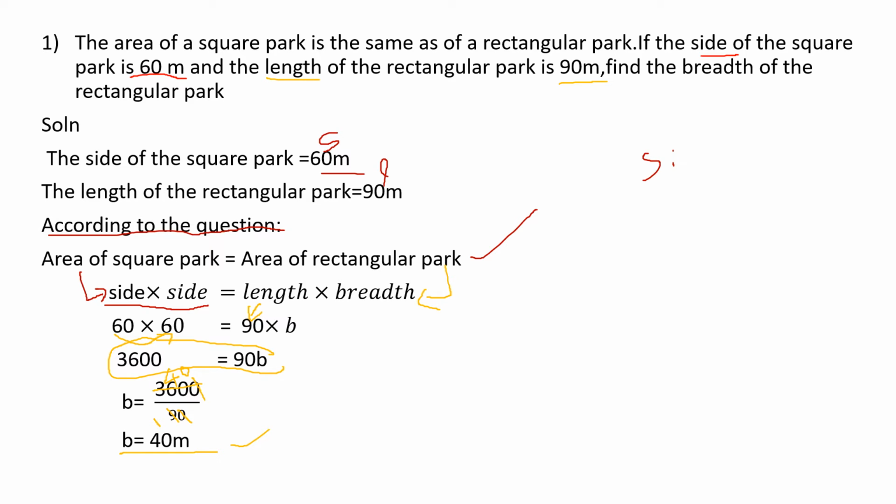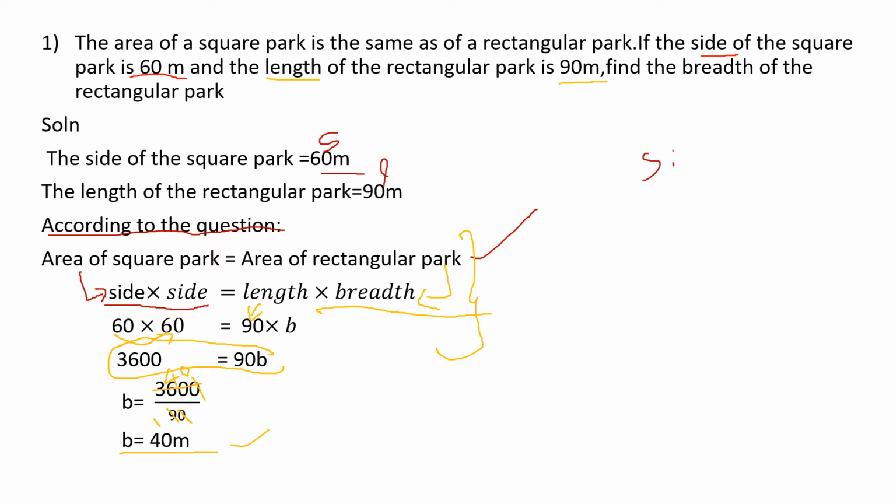Okay, children. So here in this question, one condition is given. That's why we have written this part. This part we have written according to the question. Area of a square is equal to area of a rectangular park. It is given in the question. Area of a square park is equal to area of a rectangular park. This condition is given in the question. That's why we have written this.